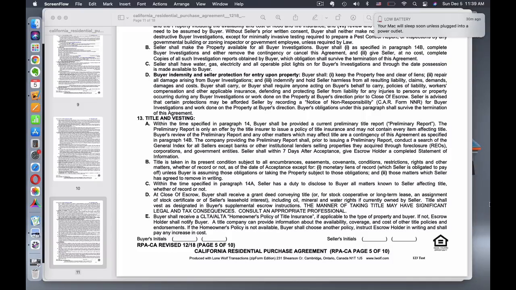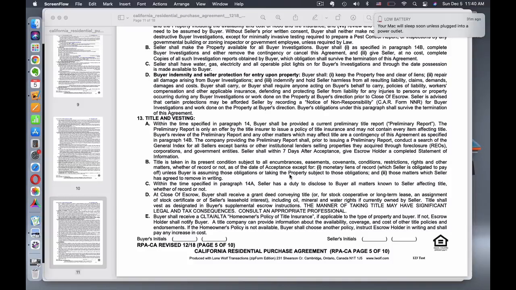And you can just read through here. It talks about protecting the seller from liabilities or any injuries to persons or properties occurring during any buyer's investigations or work done on the property at buyer's direction prior to close of escrow. Then the next thing, we got title vesting. I can set you up with a title company if you want to decide how to get your vesting on the property, because that will be a question as to if you want to be tenants in common, single, sole and separate property. There's a lot of questions on that in our escrow. Our title representatives would be happy to go over that with you.